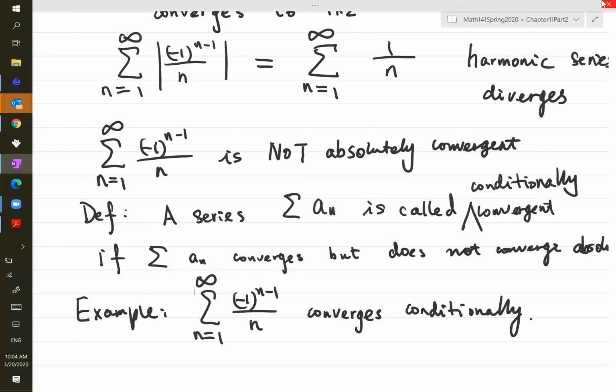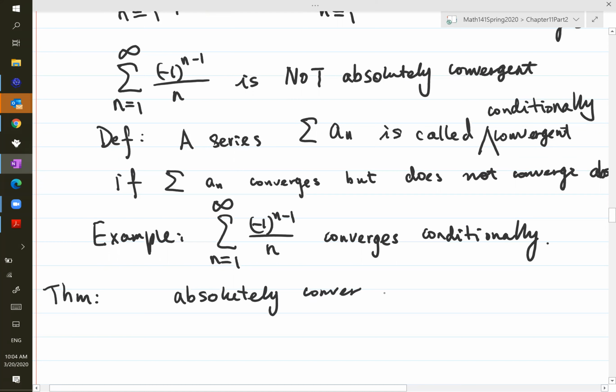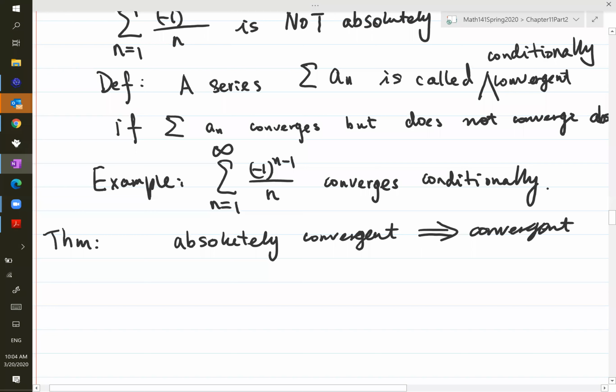Now some relations between convergence and absolute convergence. First of all, absolutely convergent implies convergent. This may be called a theorem. So it makes sense.